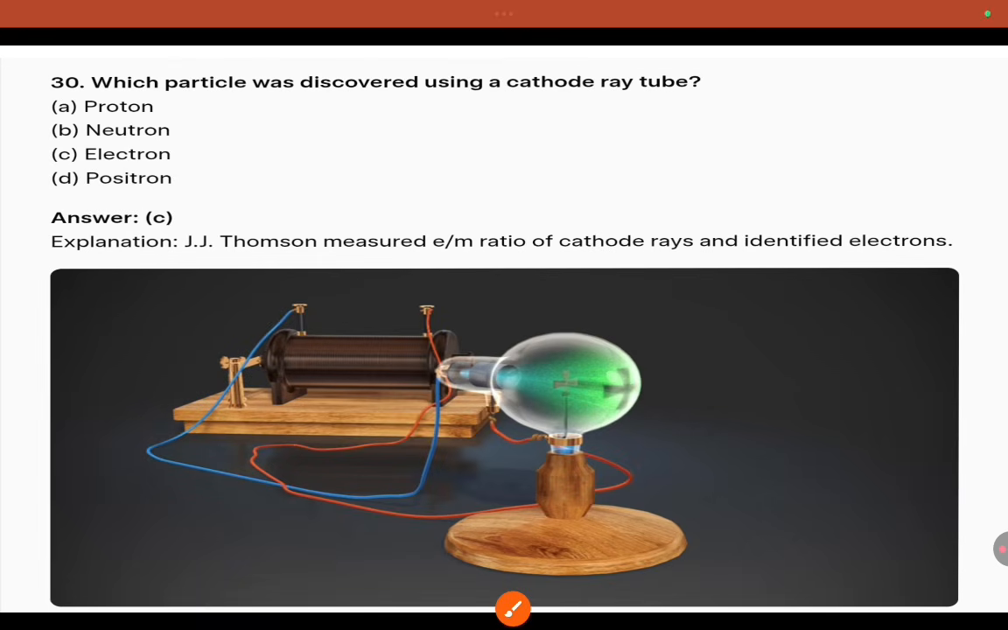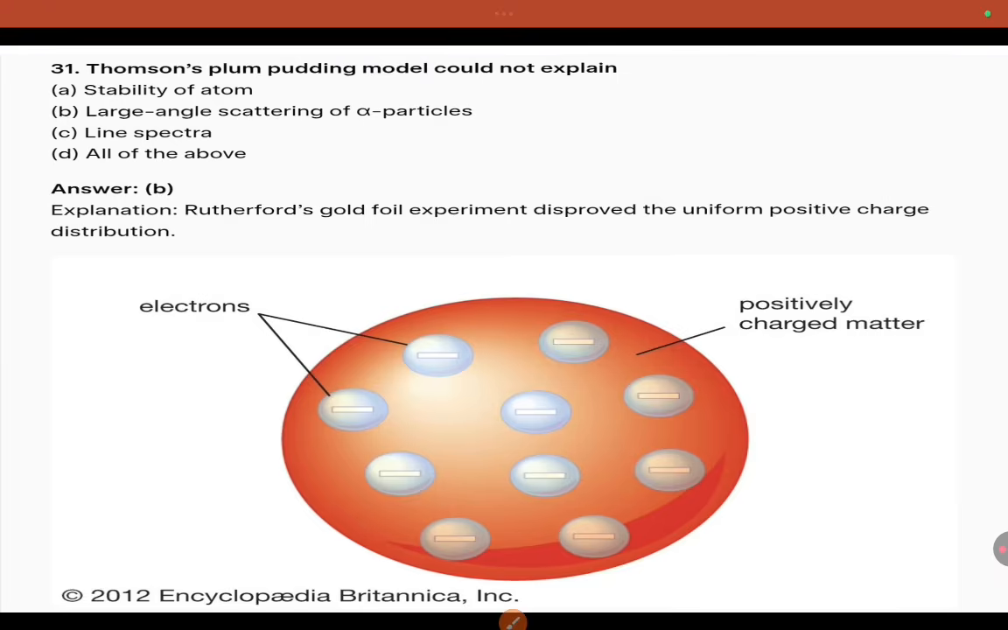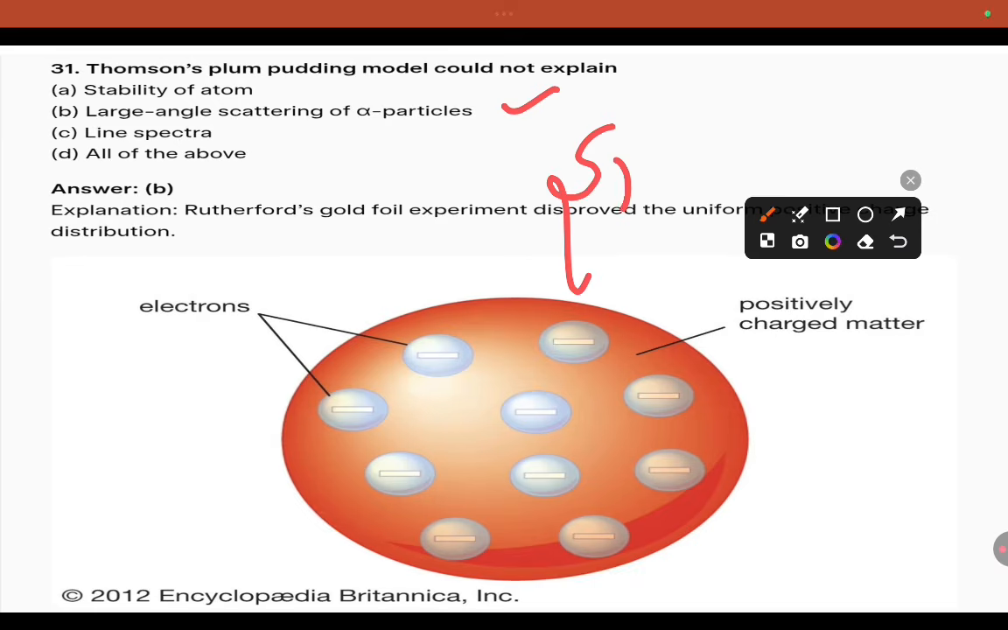Coming to 30, which particle was discovered using cathode ray? That is the electron, from the CRT experiment. The Thomson plum pudding model could not explain large angle scattering. It is only for small angle scattering. That is the reason it failed in Rutherford's experiment. The Thomson plum pudding model could not explain large angle scattering.